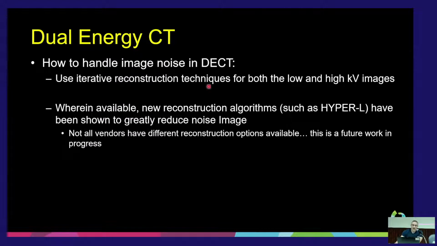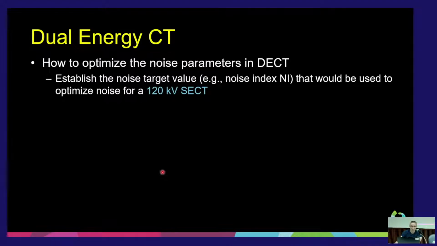All right, so how do you handle image noise in dual energy CT? Obviously, you can use iterative reconstruction or deep learning, and that's a good way to get the noise out of your low and high kVs so that you have mostly uniform image noise in your VMIs. There are reconstruction algorithms out there like HyperL that are used to try to minimize that, but it's all algorithmic approaches.